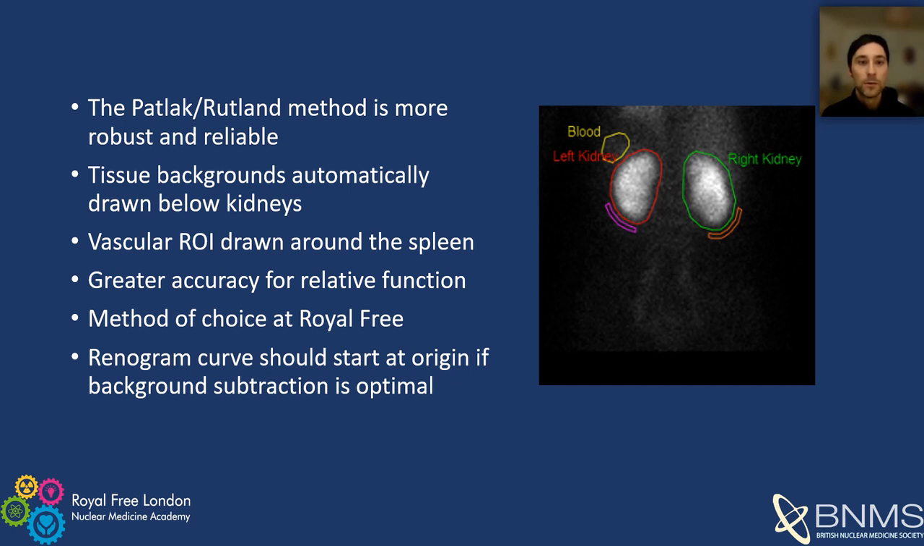The spleen might not always be possible to use, for instance, if the patient had a splenectomy, in which case alternative vascular ROIs can be the left ventricle or the aorta. Using this method gives greater accuracy in calculating relative kidney function. If background subtraction is optimal, the Renogram curve should start at the origin.